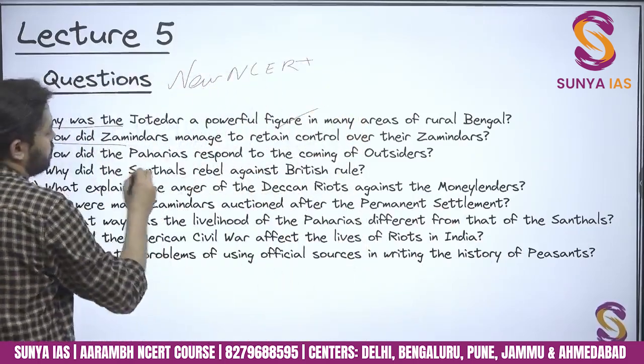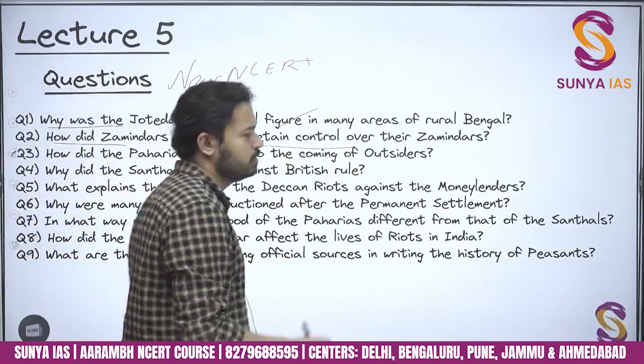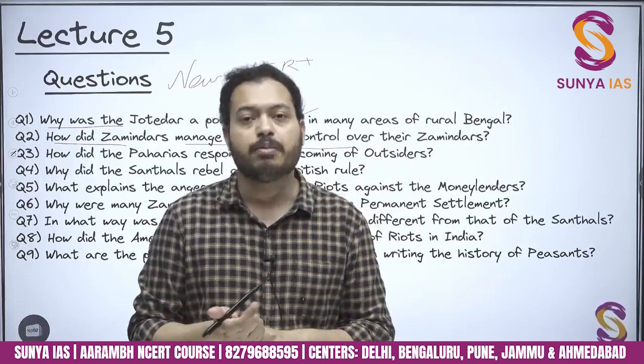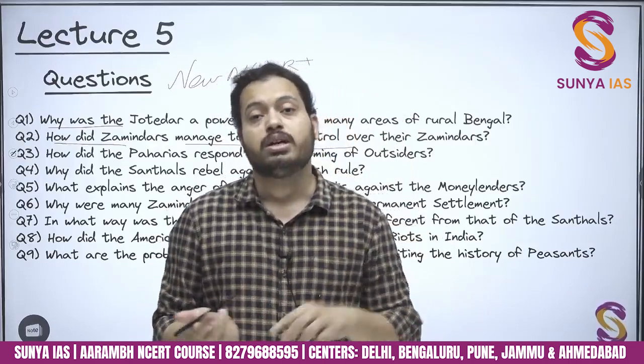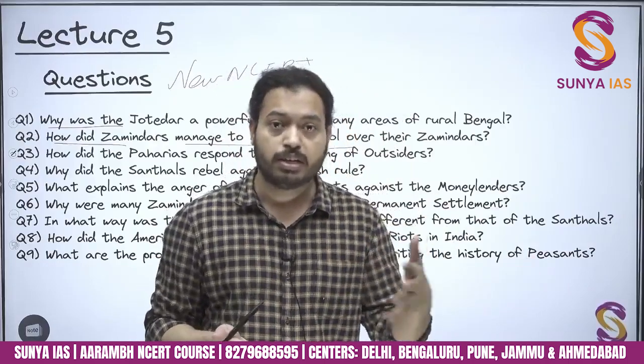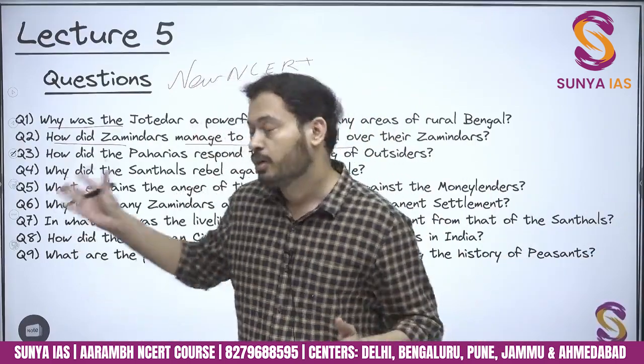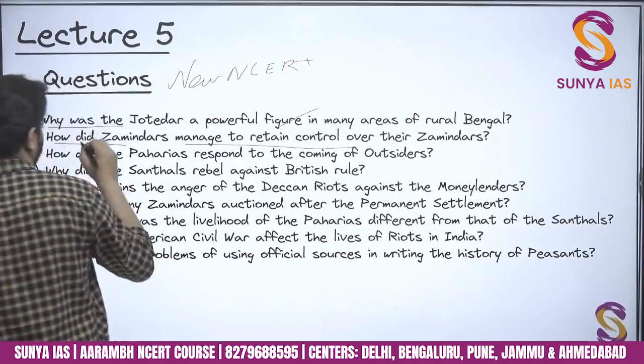How did zamindars manage to retain control over the zamindaris? There were very many different tricks and twists they used, whether using benami property or using lathaits. All those things were done, or transferring their property in the name of the female members of their own family. Those all things need to be mentioned here.